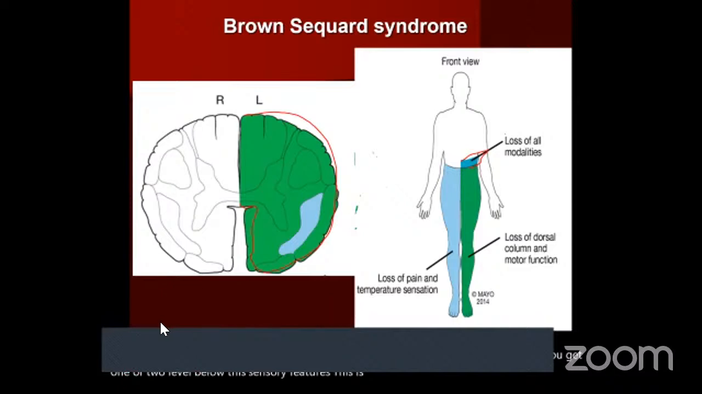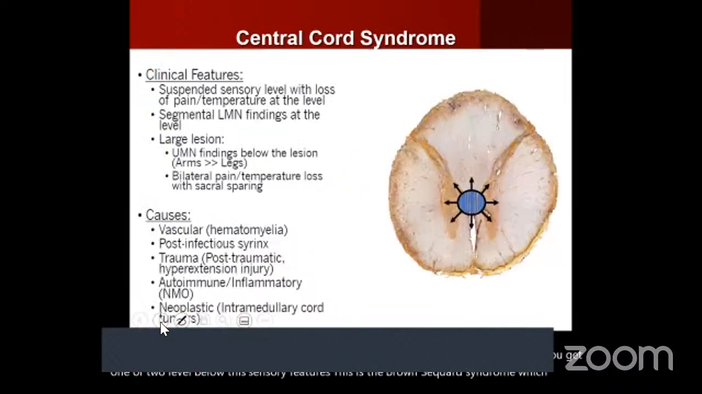Now, suppose what happens if there is a central problem. Around the central canal, there is a problem. What will happen? Same etiologies can cause neoplastic, intramedullary cord tumors, and autoimmune inflammatory pathologies, and post-traumatic and vascular causes, and syringomyelia. All these things can affect the central canal.